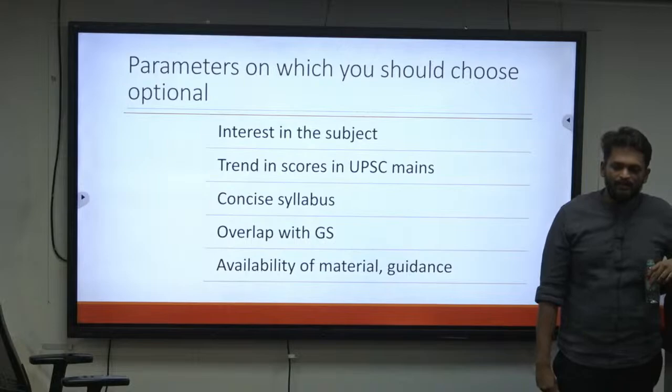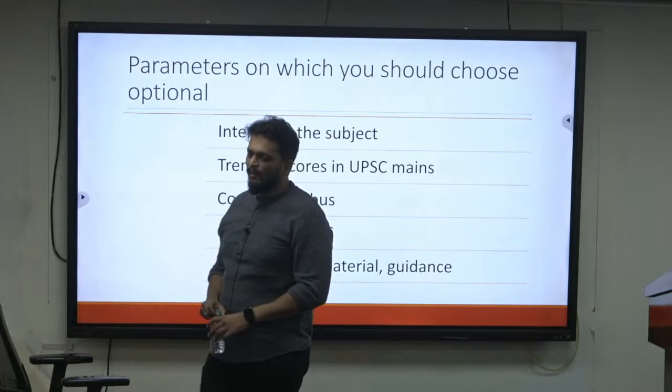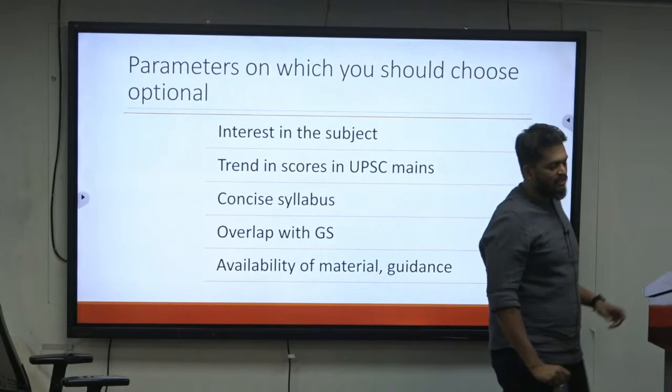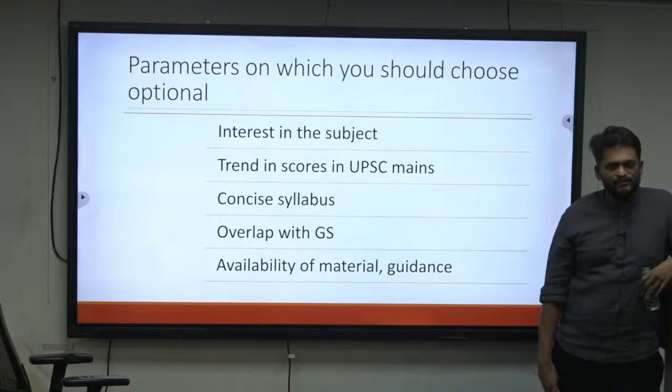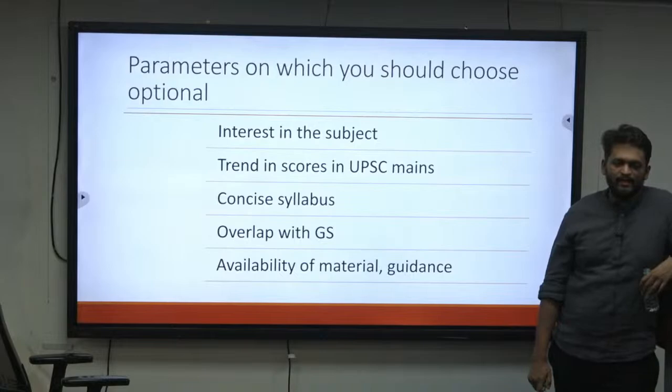If you read the notification properly, they have written clearly that bachelor's and above level is necessary for the optional. That means whichever optional you take, you should be able to compete with a person who has done a master's in that particular subject. Then you will be able to score well. You understood this?